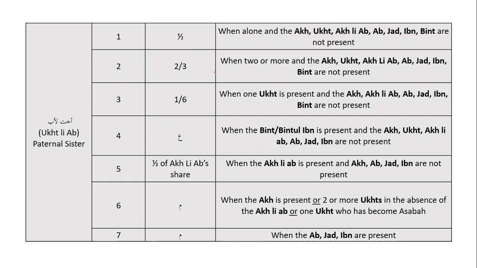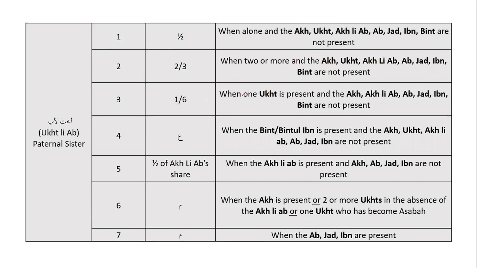Condition number 2 reads, the exact same situation, the only difference being that when 2 or more, not when alone, but when 2 or more. So when 2 or more, and the Akh, Ukht, Akh li'ab, Ab, Jad, Ibn, Bint are not present. There's 1, 2, 3, 4, 5, 6, 7 relatives we need to look out for.